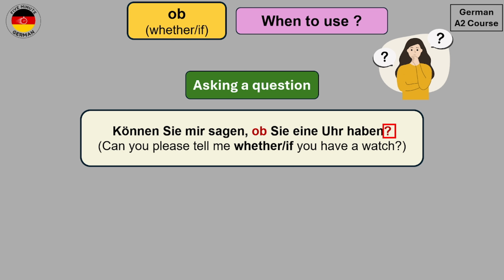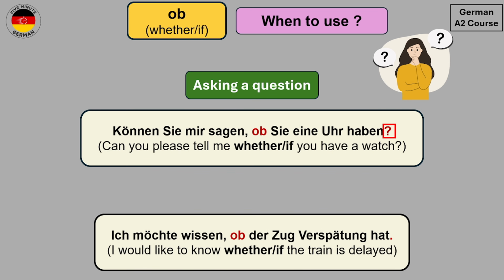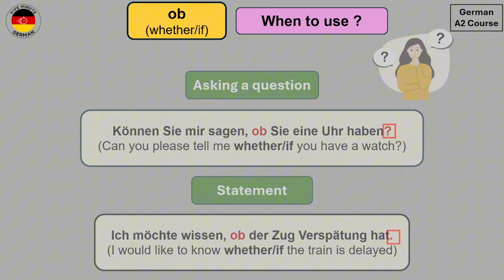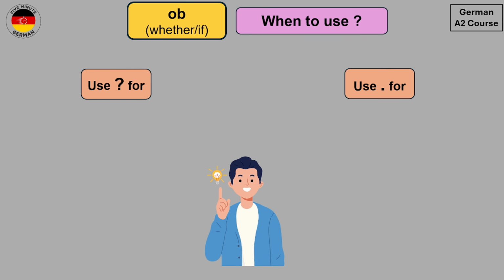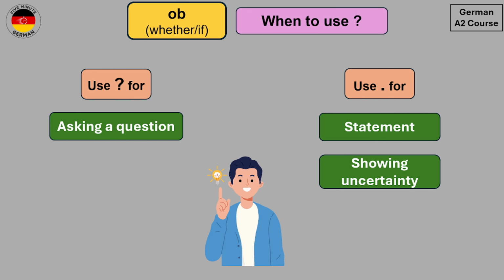On the other hand, if we take a look at the example Ich möchte wissen, ob der Zug Verspätung hat. In this case, we have not used a question mark at the end. Rather, we have used a full stop. This is because this is not a question. Rather, it is a statement. So the tip from my side is that you use the question mark when you are asking a question, and you use a full stop when ob is used to express a statement or showing uncertainty.